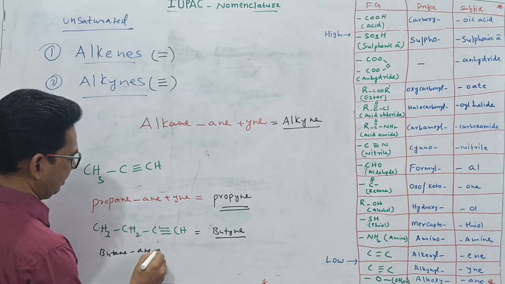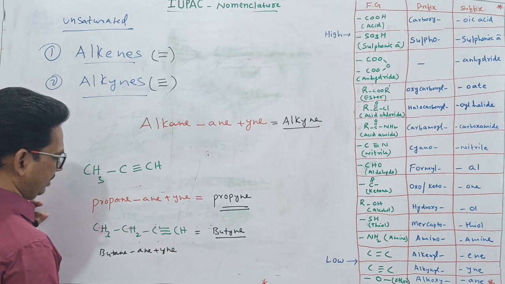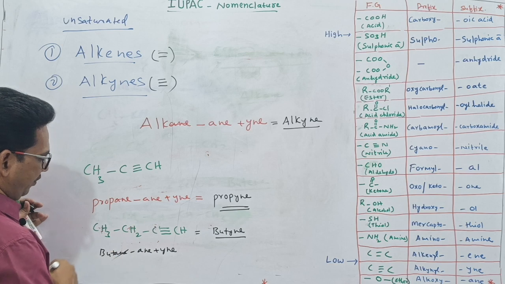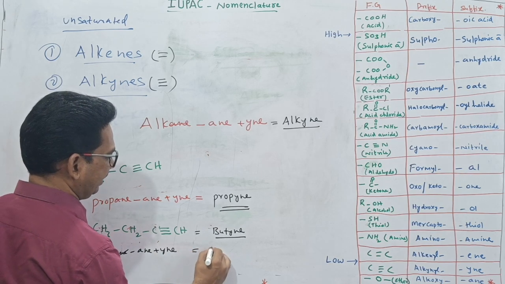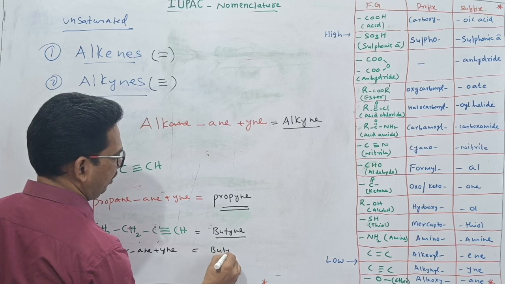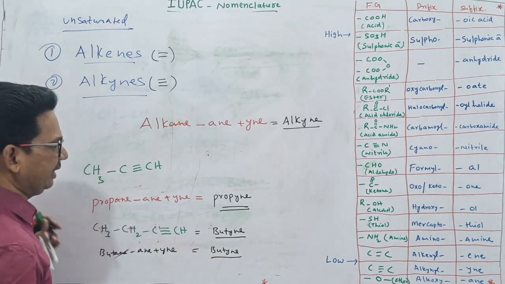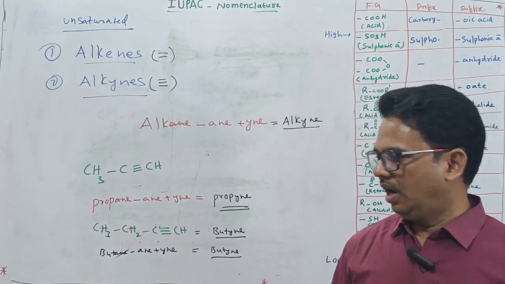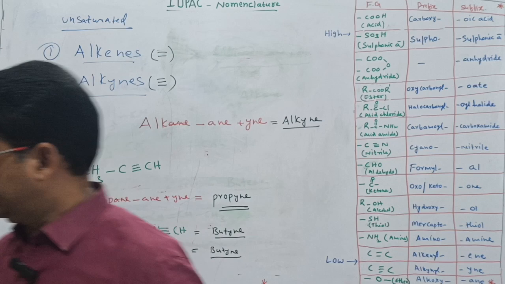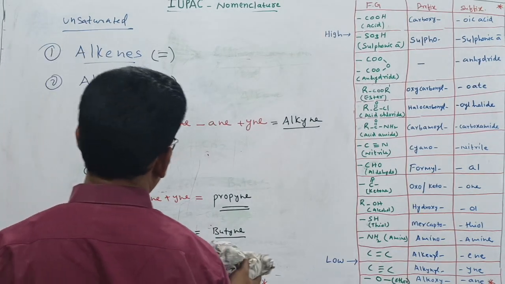Minus "ane" plus "yne". Here we are removing the "ane", then just adding the "yne". Then it becomes butyne. Like this we have to write the name for all the unsaturated compounds.